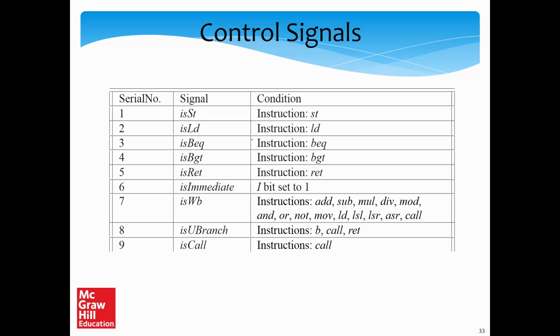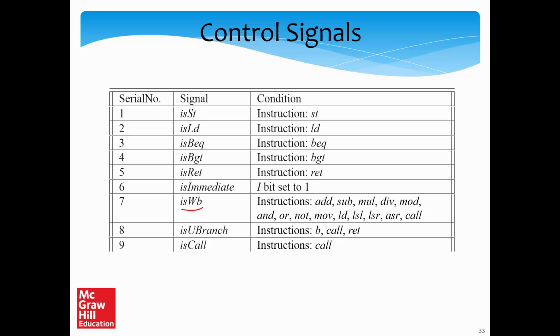So let's basically look at the conditions of these control signals. This list contains all the control signals that we have seen in the past few slides. We have seen isStore, so the condition is when the instruction is a store. Similarly, isLoad when the instruction is load, isBEQ, isBGT, isRet. isImmediate is set to 1 when the I bit in the instruction is set to 1.